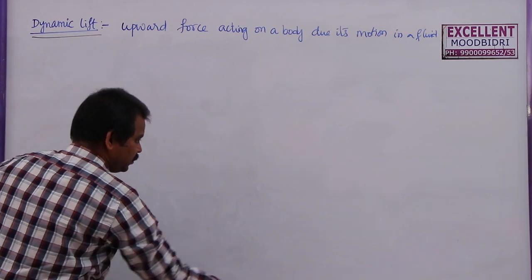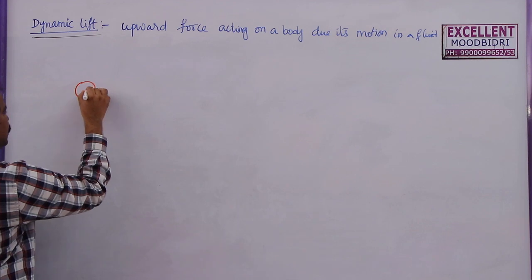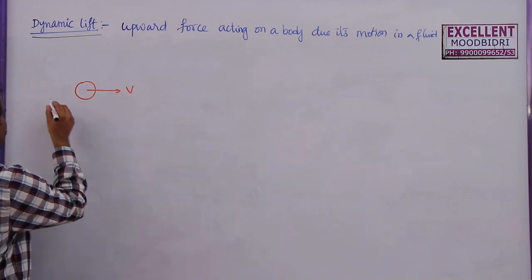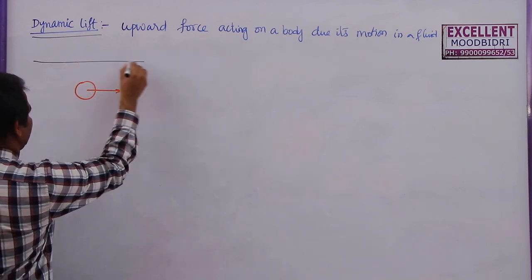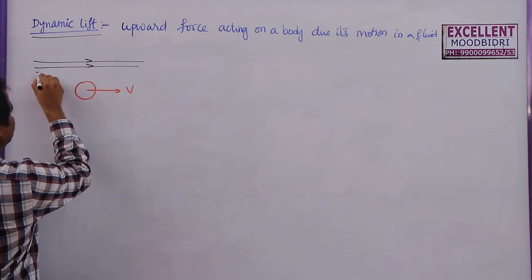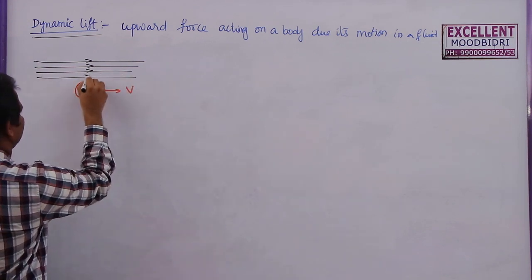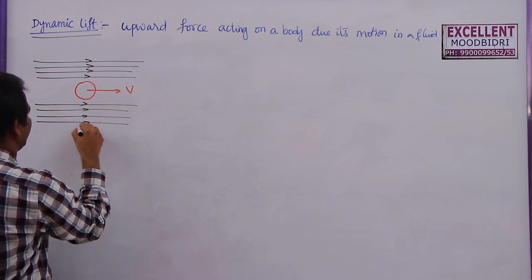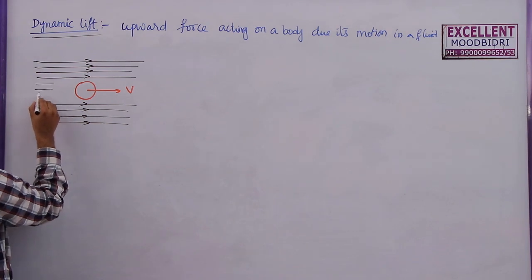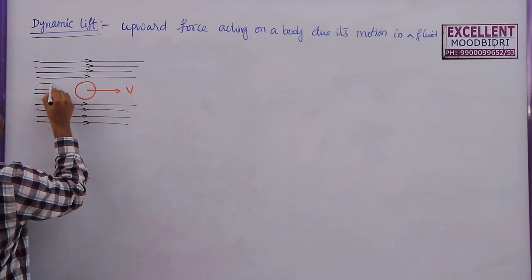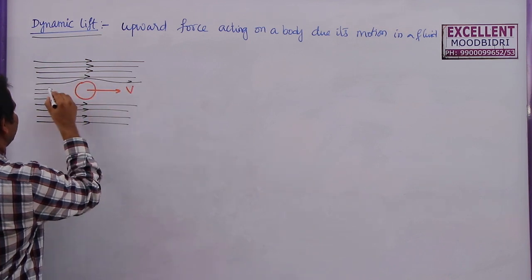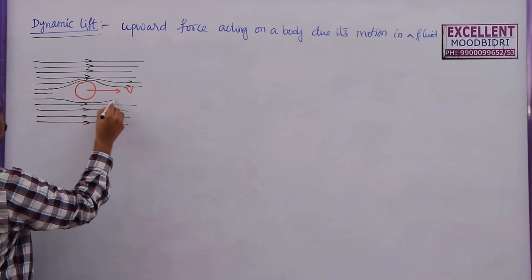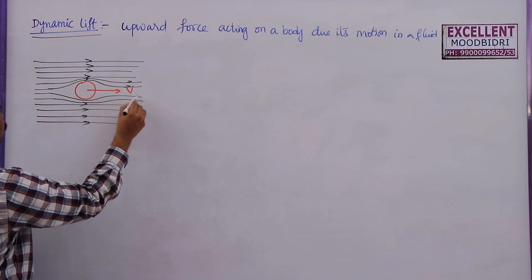Here, for example, let me take a ball which is moving horizontally with a velocity v. While it is moving, generally what happens, the streamlines of air, air is also a fluid. So these are the streamlines of air. But what about the streamlines here? This will try to move in this small gap, and this will try to move in this gap.